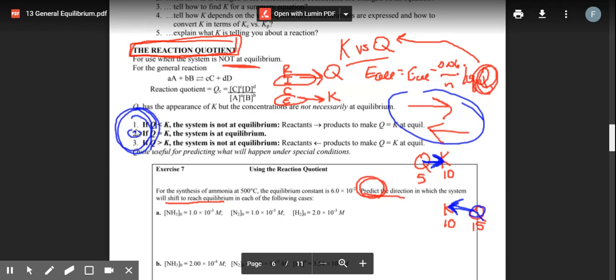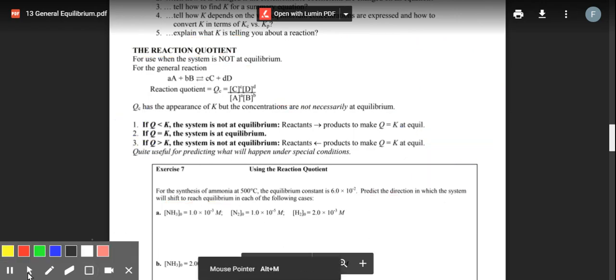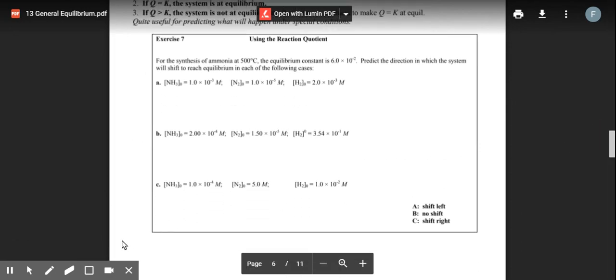Now, part 2 says if Q is equal to K, all right, so let's say we found that K is equal to 10. Well, Q is also equal to 10, then we don't have to shift anywhere. We're at equilibrium already. So let's put this into practice with a couple example problems. So we're on exercise 8 right now. Let me scroll down and we'll go through these example problems together.